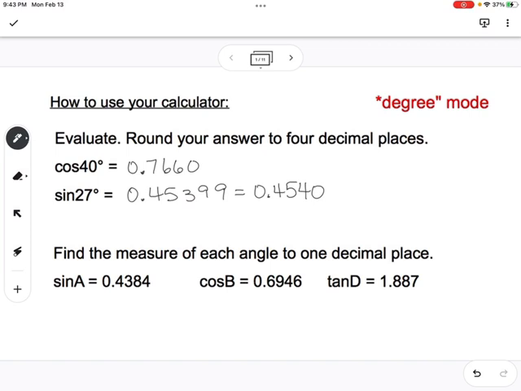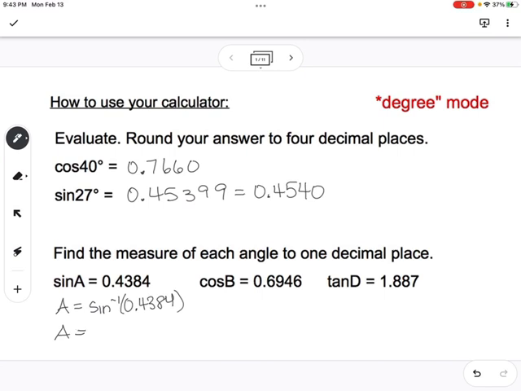Find the measure of each angle to 1 decimal place. So with these ones here, we have sine A equals 0.4384. We need to get angle A by itself, meaning we need to move sine to the other side. Reminder, when you move sine to the other side, it becomes a sine inverse. So A will equal sine inverse of that 0.4384 decimal number.